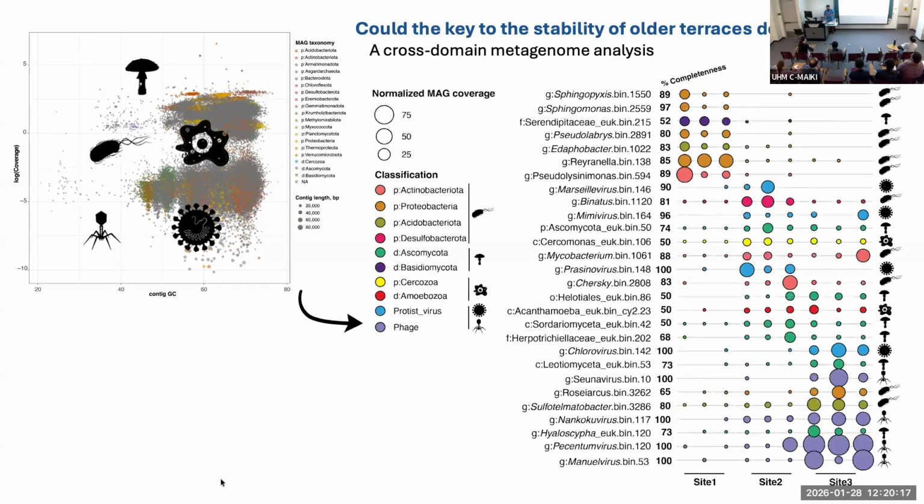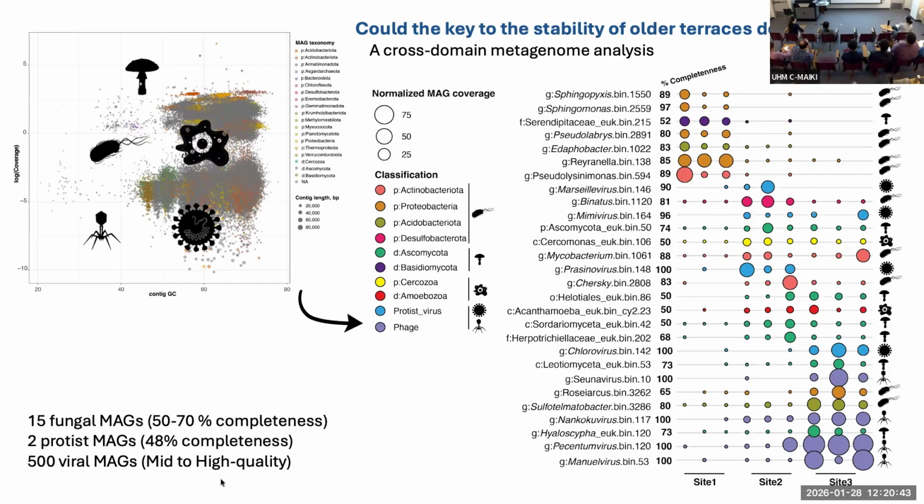With this, we were able to get MAGs for all of these groups of organisms, which I am very happy about. Here again, you can see a distribution of some of these organisms. We have fungi, we have different kinds of viruses, bacteriophages, giant viruses. And again, the distribution is separated from side to side, which is something that you would expect. But the good thing here is that we retrieved 15 fungal MAGs with 50 to 70% completeness, 2 protist MAGs, you can see the completeness there, and around 500 MAGs, all with relatively decent quality.